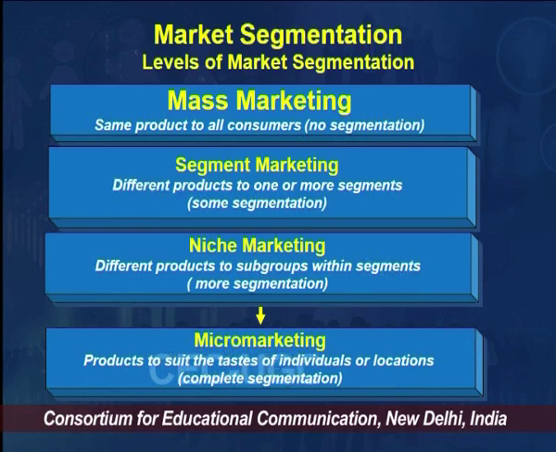Because when I say mass marketing, it means there is no segmentation. I am going to offer the same product to all consumers and no segmentation is done. Since no segmentation is there, how can we assign it a category of levels of market segmentation? But I have shown it under the head of levels of market segmentation because in various texts it is given that mass marketing is also one of the levels of market segmentation, whereas the reality is that it is a case of no segmentation.